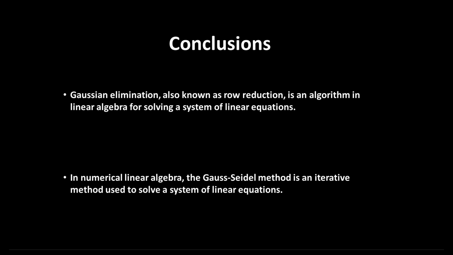From the conclusions, what we learned: Gaussian elimination, also known as row reduction, is an algorithm in linear algebra for solving a system of linear equations. In numerical linear algebra, the Gauss-Seidel method is an iterative method used to solve a system of linear equations.